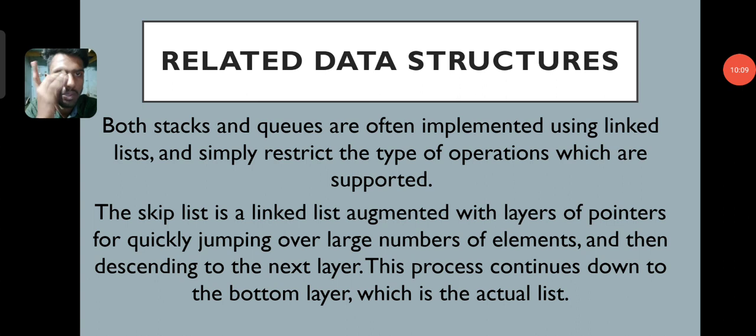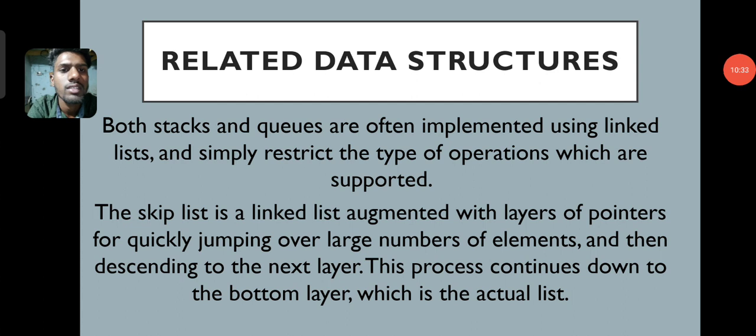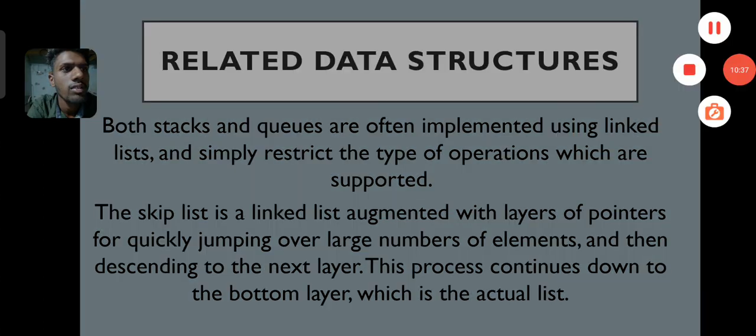Related data structures. Both stacks and queues are often implemented using linked lists and simply restrict the type of operations which are supported. The skip list is a linked list augmented with layers of pointers for quickly jumping over a large number of elements and then descending to the next layer. This process continues down to the bottom layer, which is the actual list.